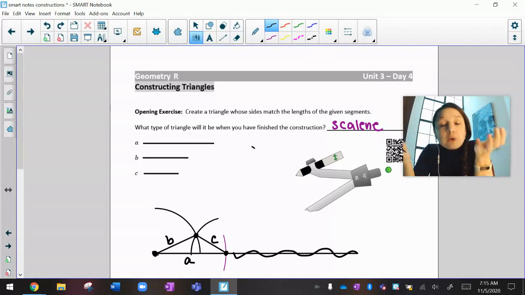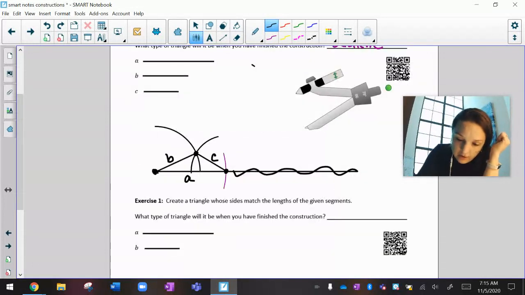So when you want to make a triangle with a certain specified array of lengths, you just copy one length at a time. First, you copy the base, then you draw an arc for the left-hand side, then draw a different arc for the right-hand side, and where they meet is the top of your triangle.